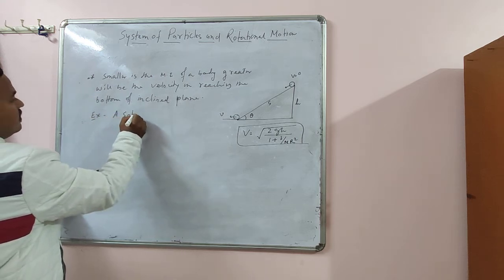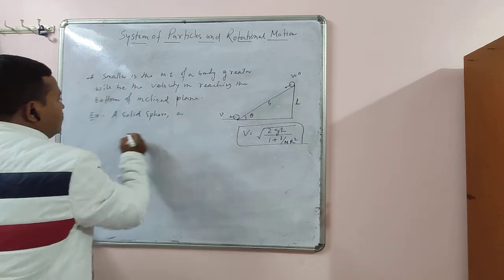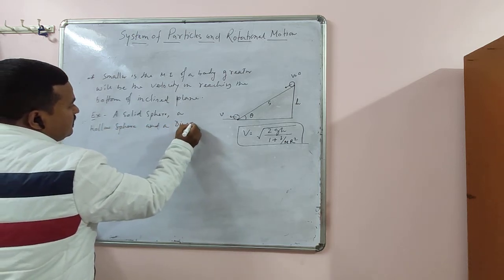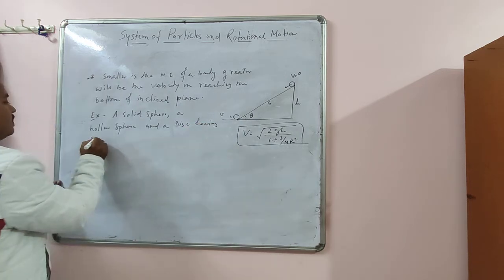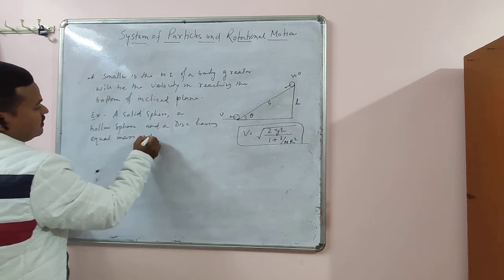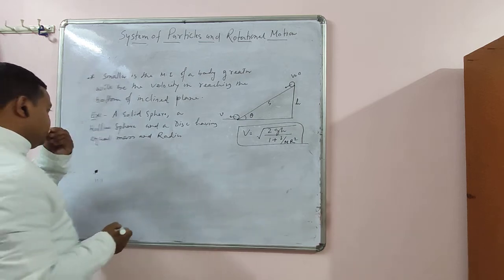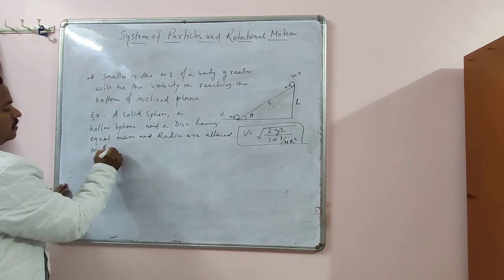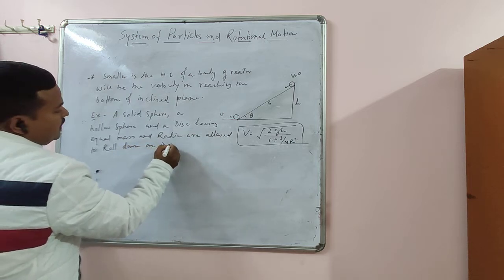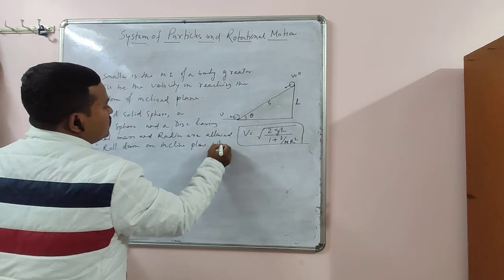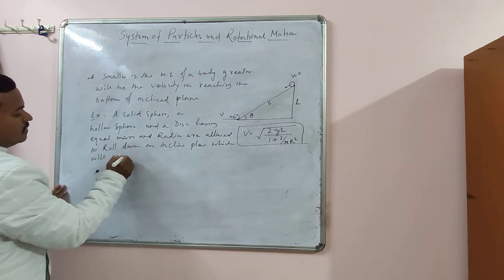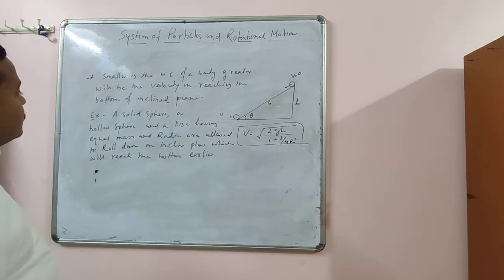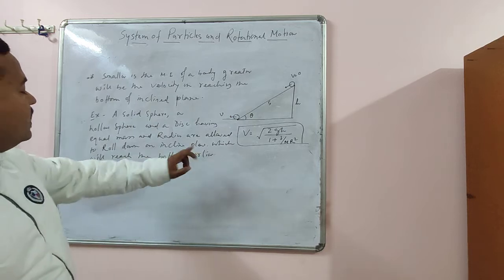So here you can take an example. Suppose a solid sphere, a hollow sphere and a disc having equal mass and radius are allowed to roll down an inclined plane, which will reach the bottom earlier? A solid sphere, a hollow sphere and a disc having same mass and radius are allowed to roll down an inclined plane, which will reach the bottom earlier?